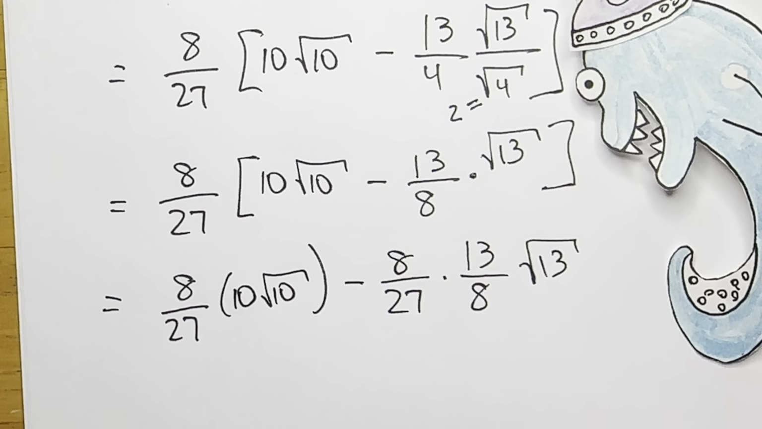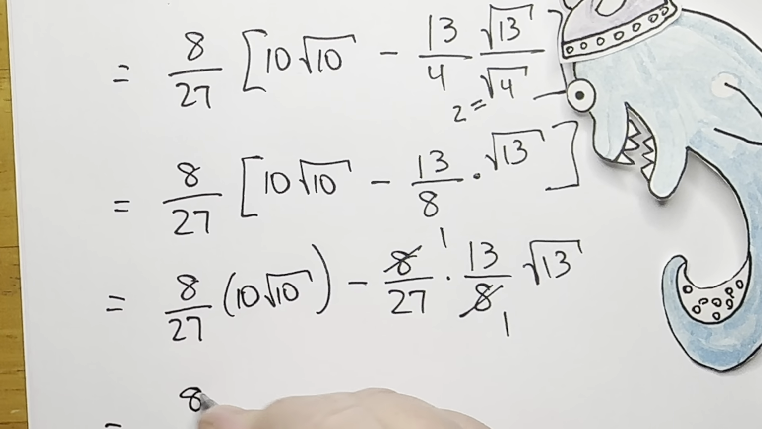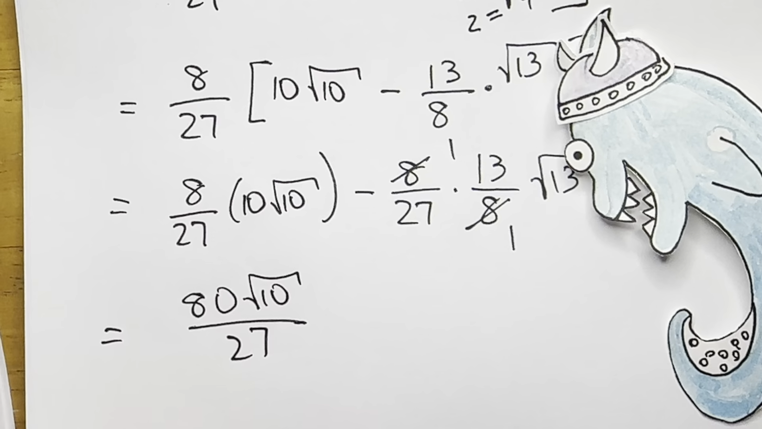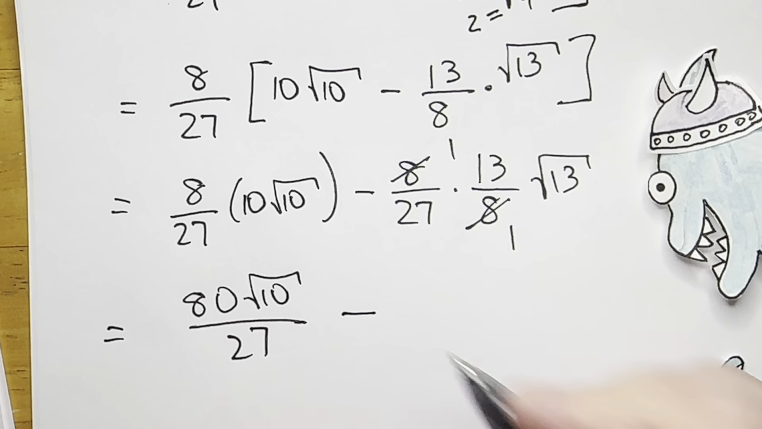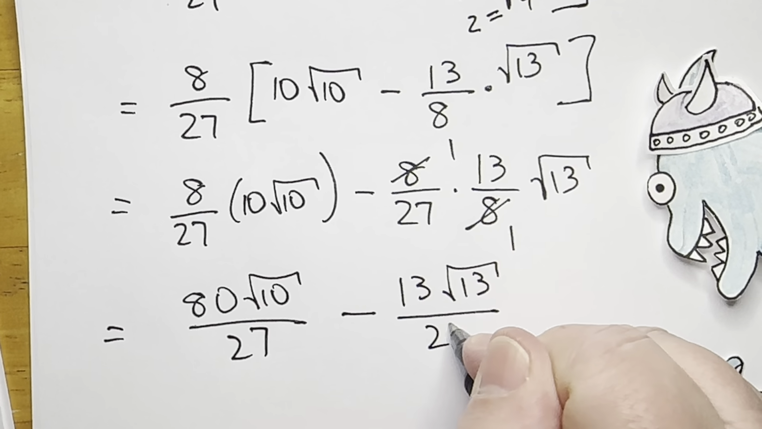And why did I go to all this trouble? The eighths cancel. Is that not magical? It's so magical. So then we get 80 radical 10 over 27. Let's scooch that up again. And then here, I've got minus 13 radical 13 all over 27.